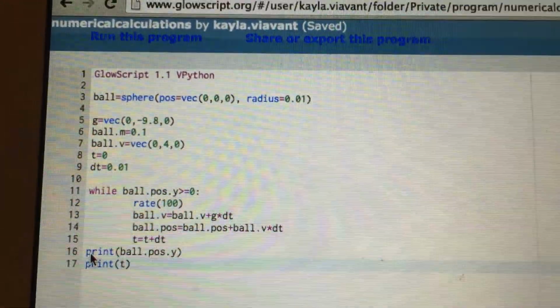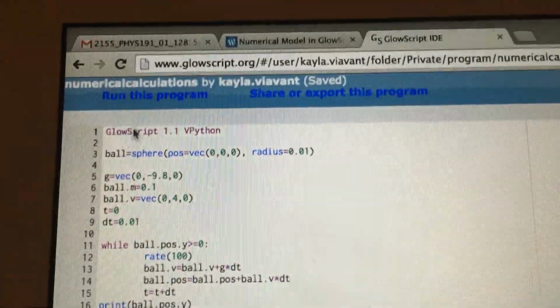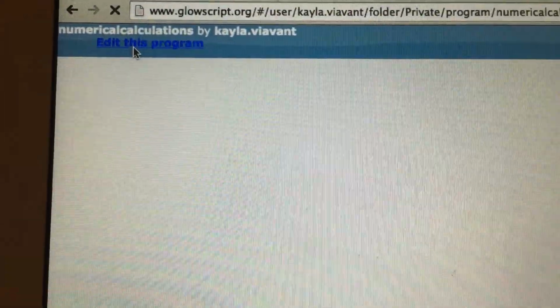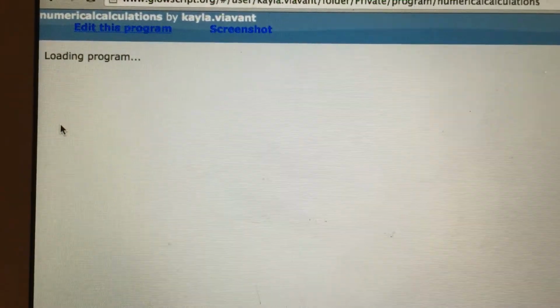So once you have everything typed out, you can then run the program. And then down here is what we had printed out: the position at y when it's ending, and your time when it's ending at y.